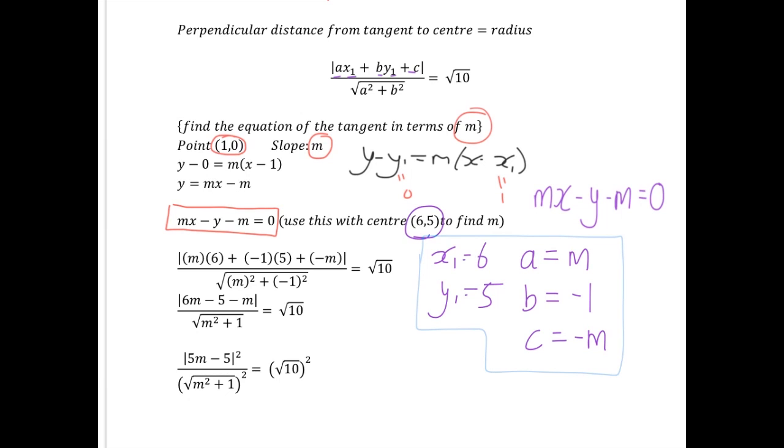So if we fill our values in, this is what we get here on the left. Simplifying it down a little bit, 6m minus 5 minus m, so we have 5m minus 5 on top and the square root of m squared plus 1 on the bottom, equals square root 10. If we square everything, the top, the bottom and the right hand side, we get this equation here. The reason we do that is to get rid of these awful square roots which make things a bit awkward. Then we're going to have to try and find out what m is, so we'll do that on the next slide.